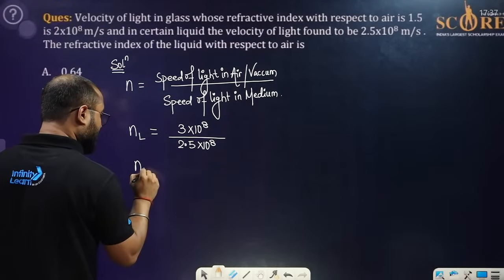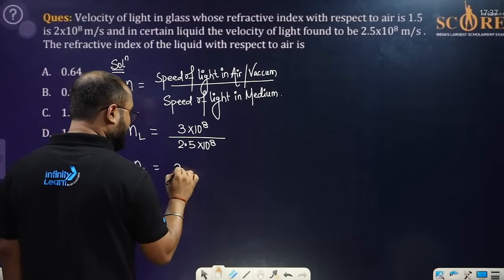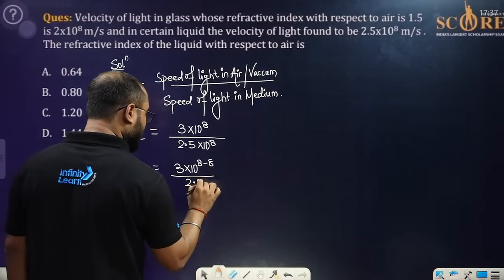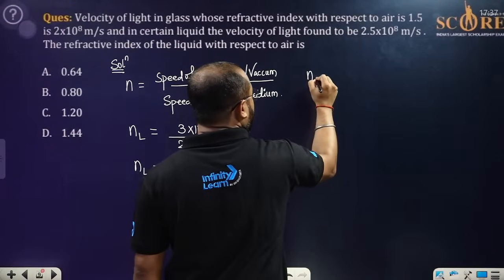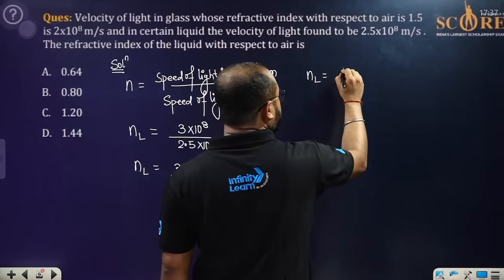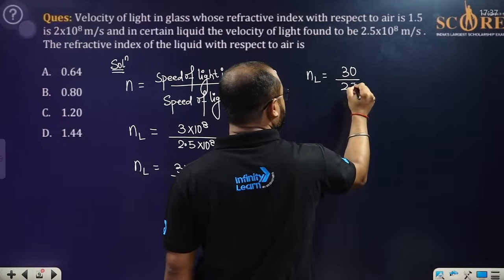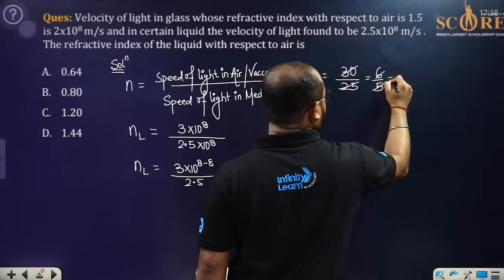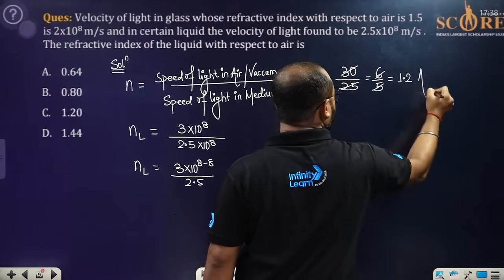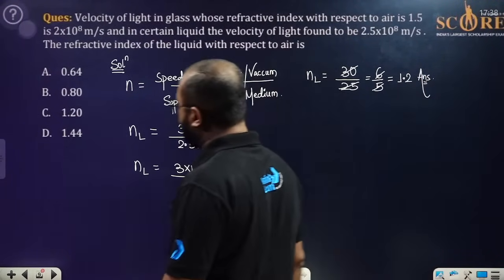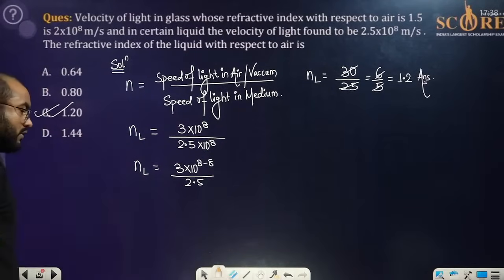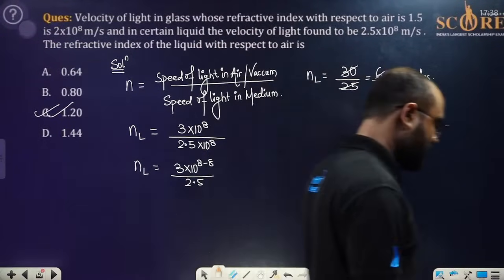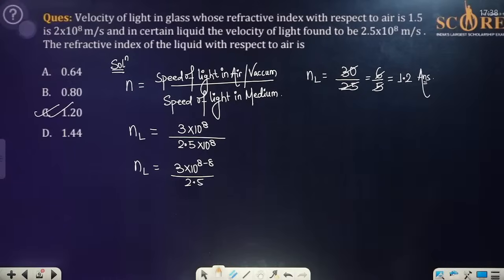So this will be equal to 3 into 10 to the power 8 minus 8 divided by 2.5. So the refractive index of this will be equal to 30 divided by 25. This and this are cancelled out, that is going to be 6 by 5. If you divide it, you will be getting 1.2. That will be your answer. Refractive index does not have any type of unit. So this will be the answer, that is 1.2, people. I hope it is clear to all and you have understood this much.